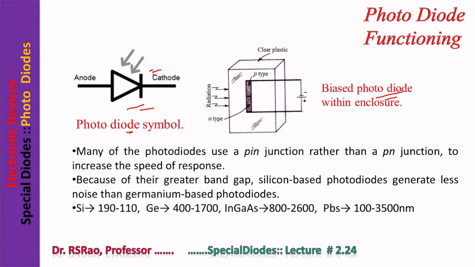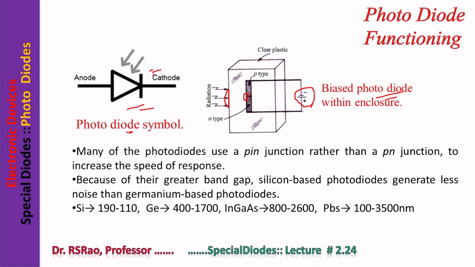When it comes to the functioning of a photodiode, it is always operated under reverse biased condition, and the diode is enclosed within a plastic case. Usually all sides of the plastic case are covered, with only a small opening somewhere here on one side, through which only light can enter and fall over the diode. A small opening. The light incidence is arranged such that it is on a region near to the junction somewhere here.